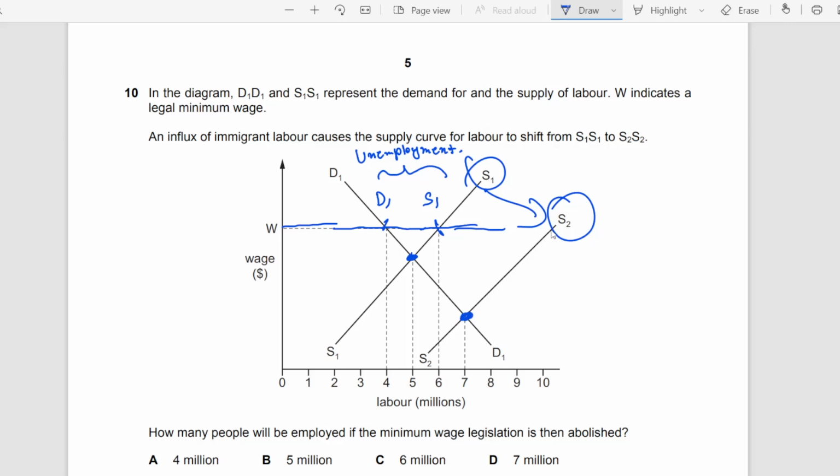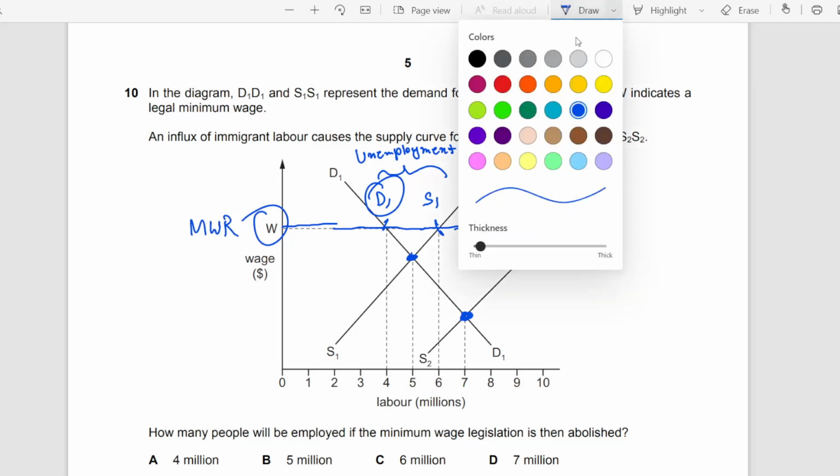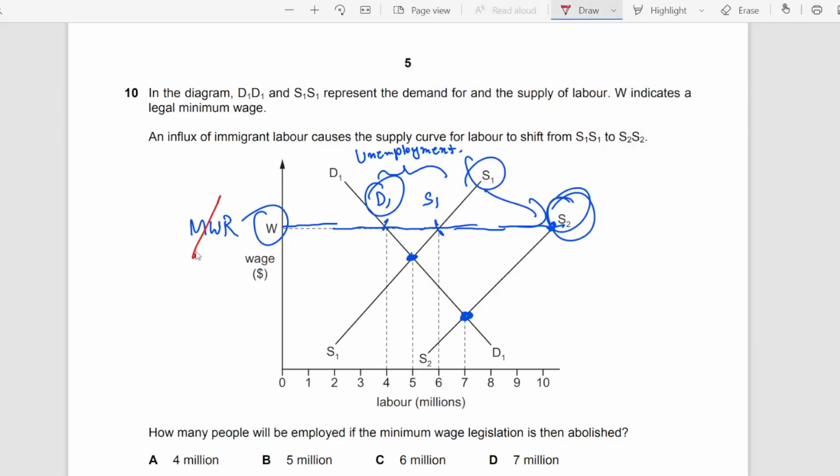There will be even more unemployment if we stick to the minimum wage rate, because this is the minimum wage rate, and the difference between demand and supply is great now. Now it's D1, D1 and S2, S2. So there's an even larger unemployment. But what's happening, this is the new market price. Let's look at the question. How many people will be employed if the minimum wage legislation is then abolished? What happens is that the government abolishes the minimum wage legislation.